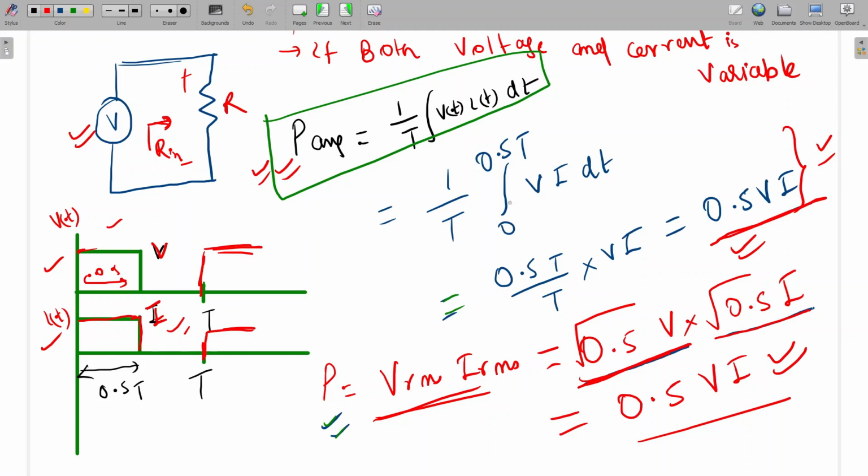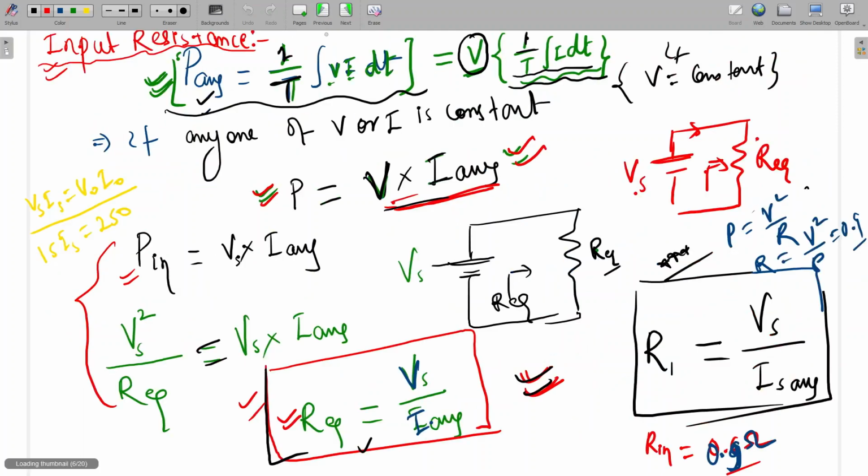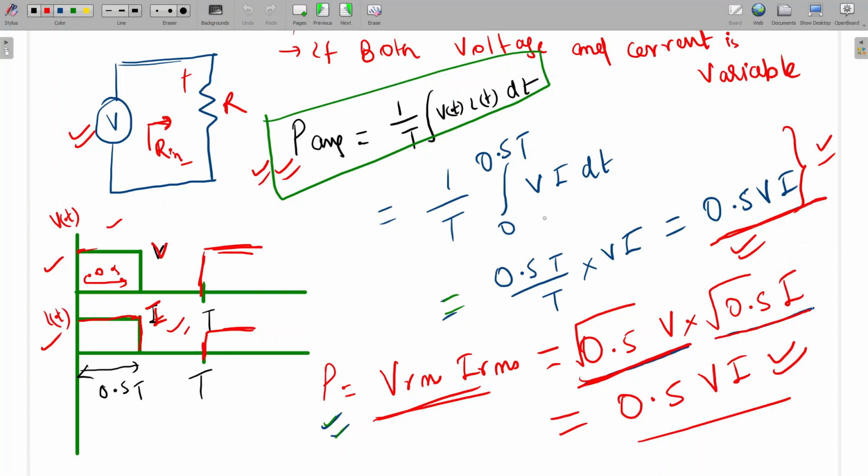So this only I am taking. If one is common, for example if voltage is common and I take it out, the other factor will be the average of the current, so I have written V into I average. But here what we are observing is that both are variable, so I have calculated the power as per this formula.